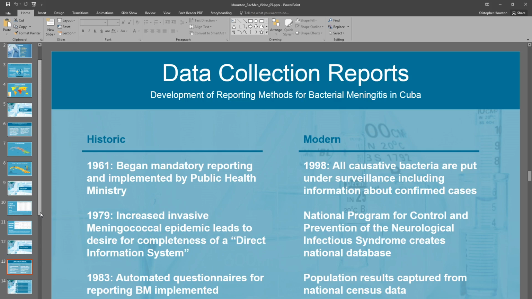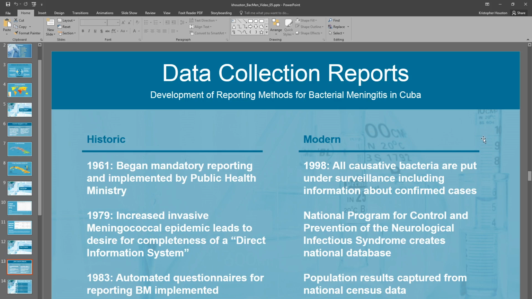It led to the desire for a more complete, quote, direct information system database where they could have all of these cases and study them. It further developed in 1983 where they had an automated questionnaire implemented which would report all bacterial meningitis cases. In modern times, starting in 1998, the country of Cuba wanted to see all causative bacteria put under surveillance, not just the specific ones related to bacterial meningitis. That way they could get more of a complete database picture of all of the pathogens on the island.